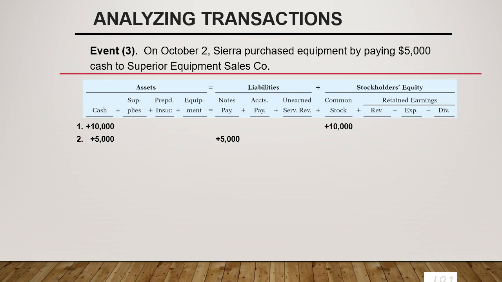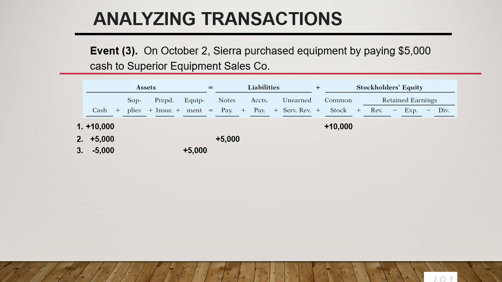I'll give you a second to think about this. We took cash and we bought equipment with a cost of $5,000. This transaction impacts two asset accounts, cash and equipment. The cash account decreased by $5,000 and the equipment account increased by $5,000. Notice that it did not impact the right-hand side of the accounting equation. We exchanged one asset, cash, for another asset, equipment.